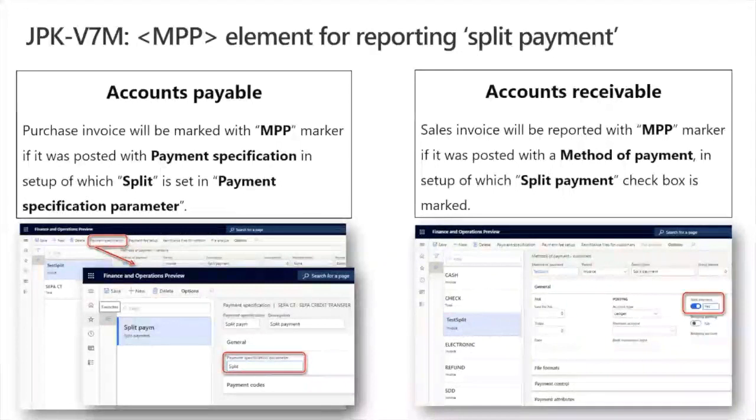And the answer to all the questions like that is the following. There is no specific marker for split payment, and you do not need to mark anything else specifically to get the invoice reported with MPP marker. In the current implementation of split payment feature on the accounts payable side, you should have set up a payment specification which is set up as split in the payment specification parameter. And as soon as this specification was applied during vendor invoice posting, this invoice will be reported with MPP marker.